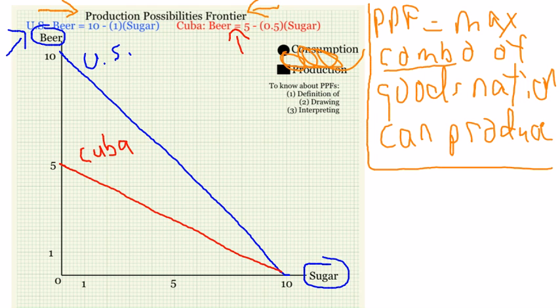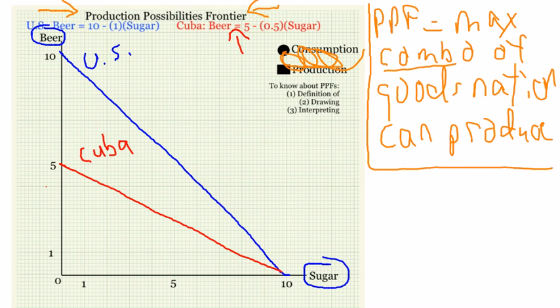For the US, if sugar was 0, and it used its resources efficiently, the maximum amount of beer it could produce would be 10. Whereas if Cuba did not produce any sugar, the maximum amount of beer it could produce is 5. So not surprisingly, with a much larger country, the US can produce twice as much beer as Cuba can if the only thing those two countries try to produce is beer.